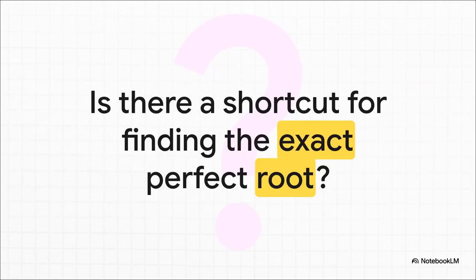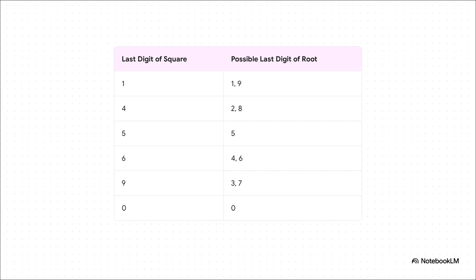Okay, estimation is great, for sure. But what if I told you there's a brilliant shortcut for finding the exact root of a big number as long as you know it's a perfect square? This is seriously one of my favorite math hacks. Check this out. This table reveals an incredibly powerful pattern. The final digit of a perfect square gives you this huge clue about the final digit of its root.